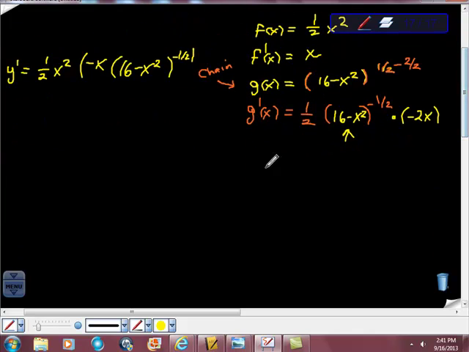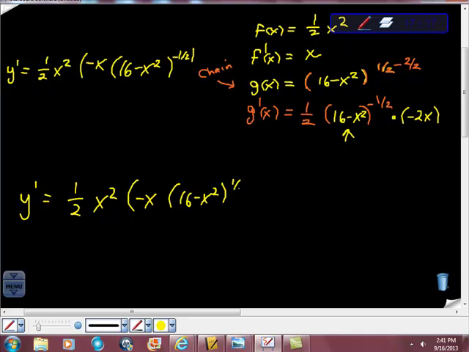Let me just move this down. So y prime is equal to 1/2 x squared times x times 16 minus x squared to the negative 1/2 power, right? Plus, we're supposed to take g of x, which was 16 minus x squared, remember it was to the 1/2 power, times f prime at x, times the derivative of the outside piece, and the derivative of the outside piece is just x, isn't it? Here we're kind of done.